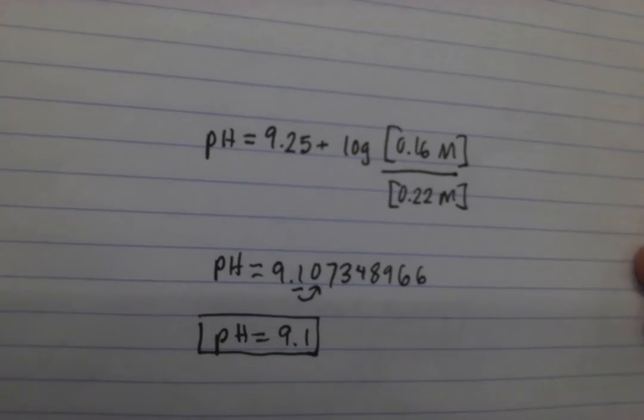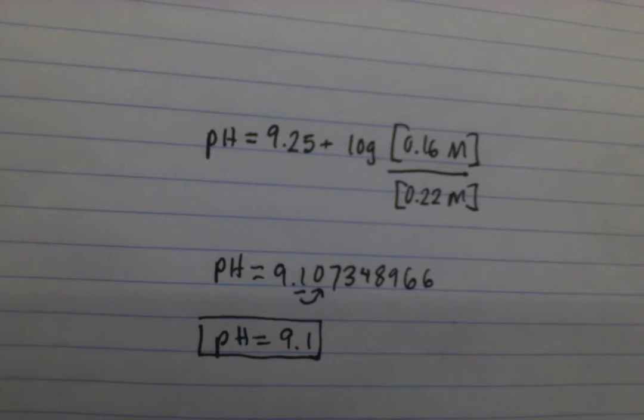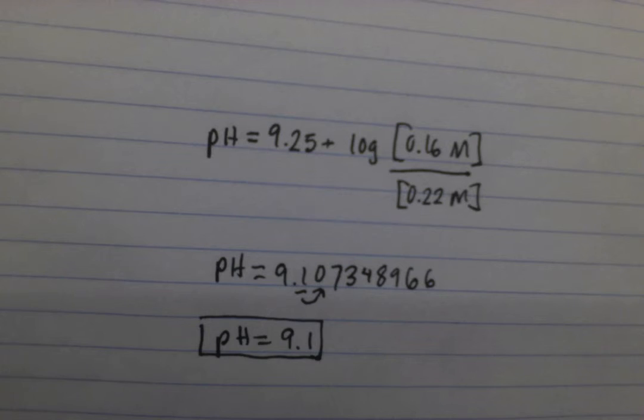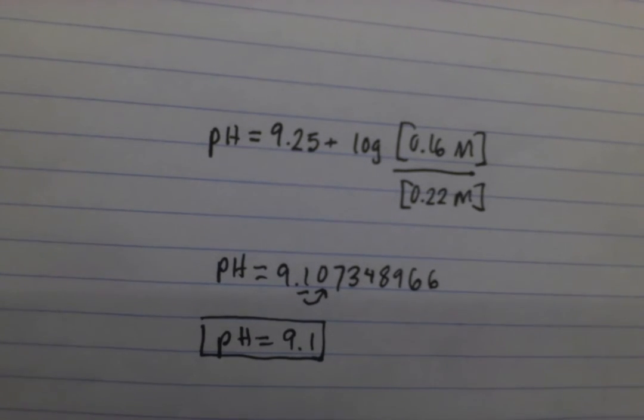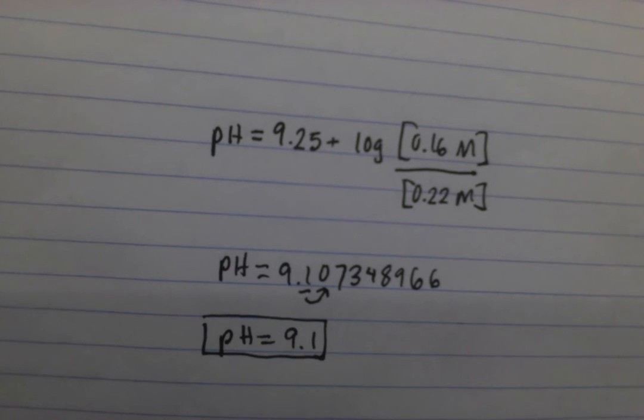Now, we can plug our known values into the Henderson-Hasselbalch equation. So the pH equals 9.25, which is the pKa, plus log of the base, which is the initial concentration of NH3, which is 0.16 molar, over the acid, which is the initial concentration of NH4Cl, which is 0.22 molar. And we get the pH to be 9.1, which is 2 sig figs after rounding.